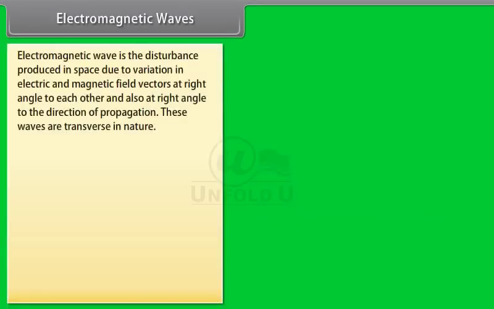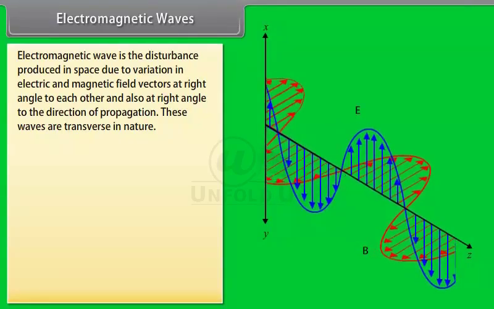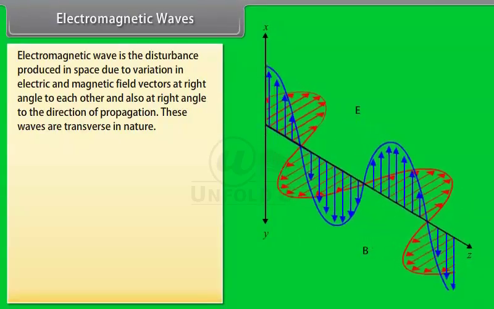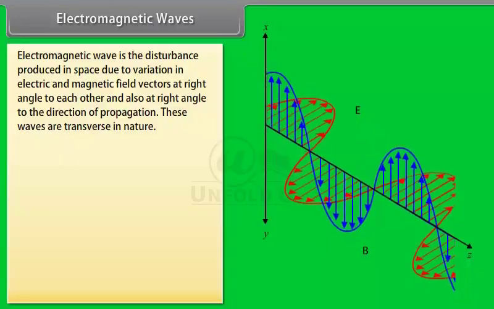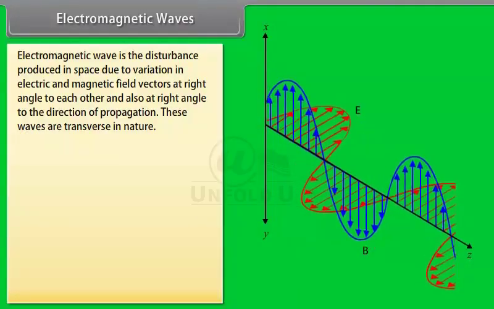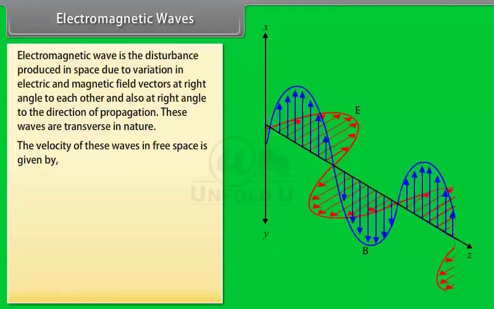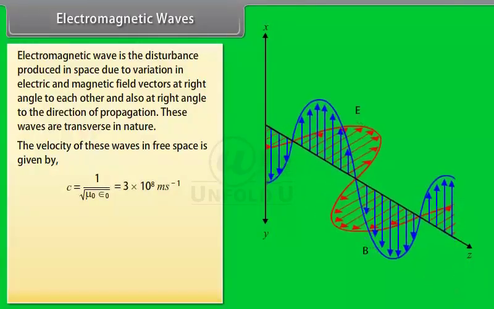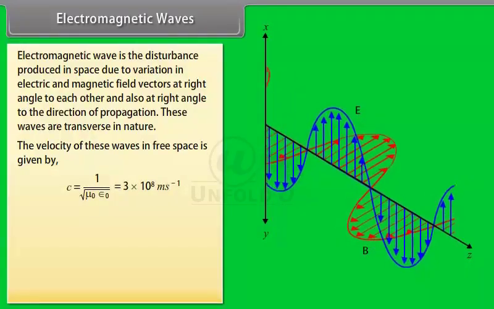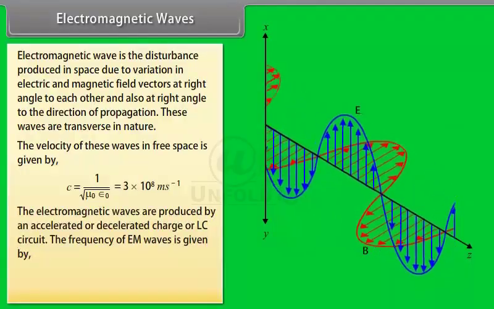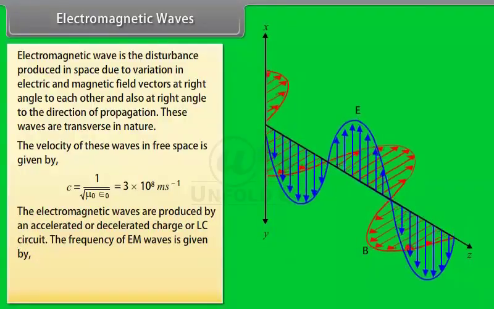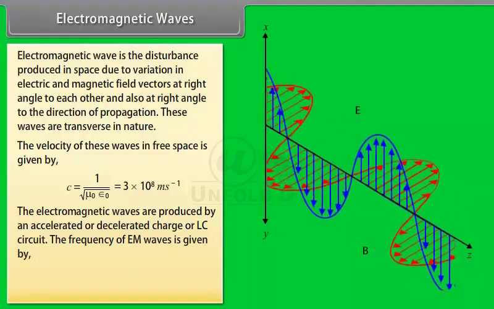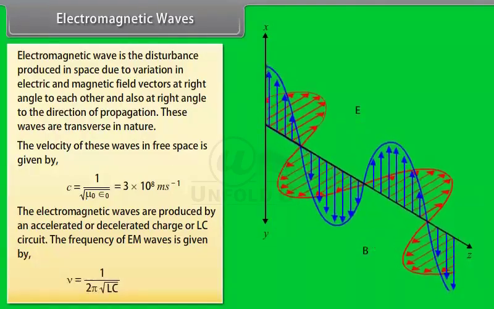Electromagnetic waves. An electromagnetic wave is the disturbance produced in space due to variation in electric and magnetic field vectors at right angle to each other and also at right angle to the direction of propagation. These waves are transverse in nature. The velocity of these waves in free space is equal to the velocity of light, which is 3 into 10 raised to the power 8 meter per second. Electromagnetic waves are produced by an accelerated or decelerated charge in an LC circuit. The frequency of EM waves is given by 1 upon 2 pi under root LC.